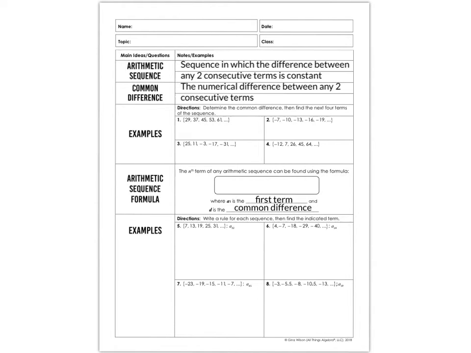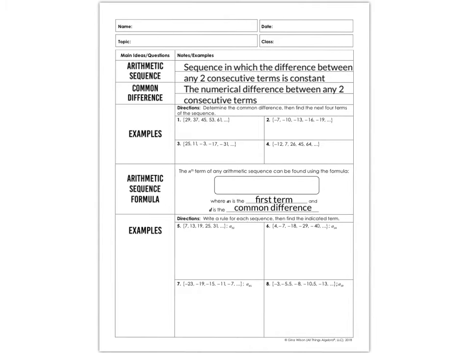The common difference is that difference that's added or subtracted each time, the numerical difference. We use the letter D to represent the common difference. So the letter D. As far as the examples go, let's look at that.